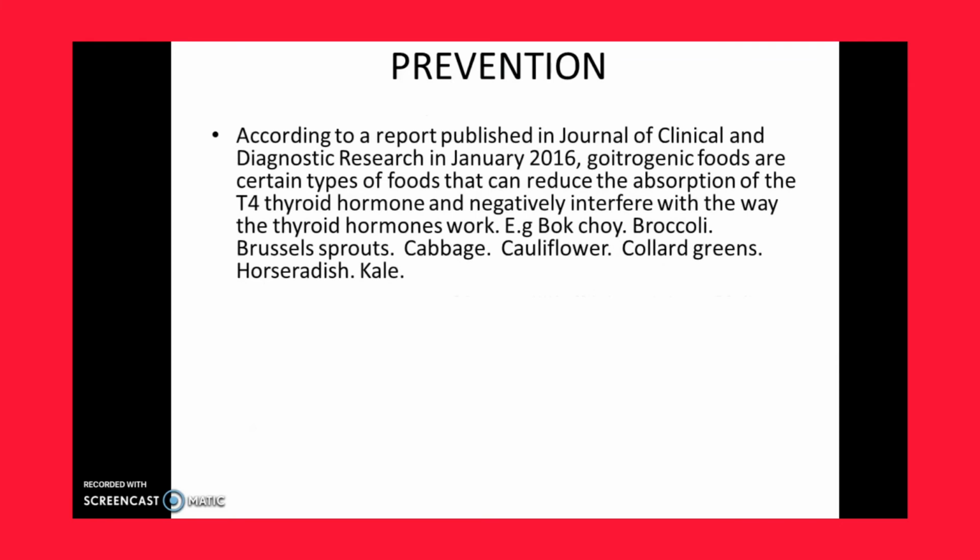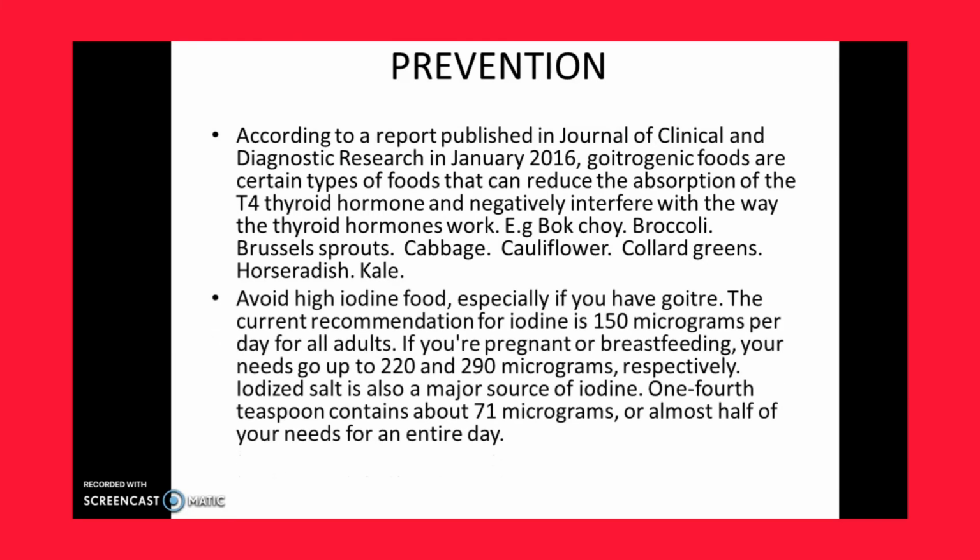Prevention. According to a report published in the Journal of Clinical and Diagnostic Research in January 2016, goitrogenic foods are certain types of food that can reduce the absorption of the T4 thyroid hormone and negatively interfere with the way the thyroid hormone works. That may be useful in situation of hyperthyroidism when you have high level of it. The examples of goitrogenic food is mentioned there.